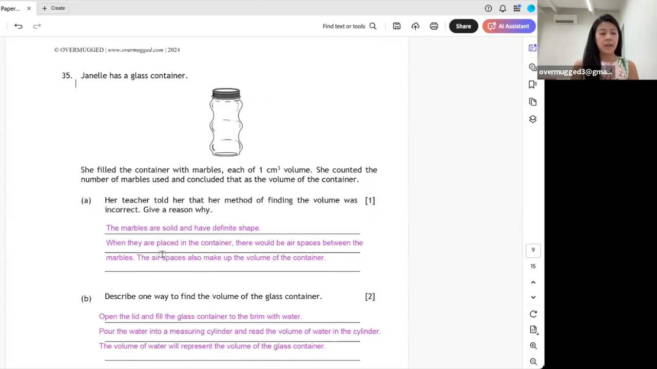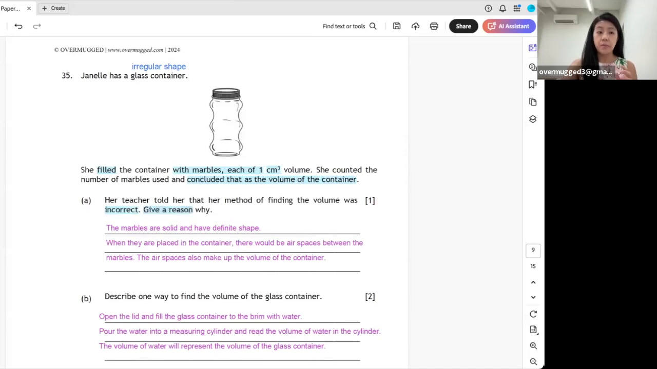Now, Janelle has a glass container. From the diagram, you can see that the container is an irregular shape. It's not your regular cylinder-shaped container, okay? Now, she filled the container with marbles, each of 1 cm³ in volume, and she counts the number of marbles and concludes that as the volume of the container. Her teacher told her that the method was incorrect. So give a reason why.